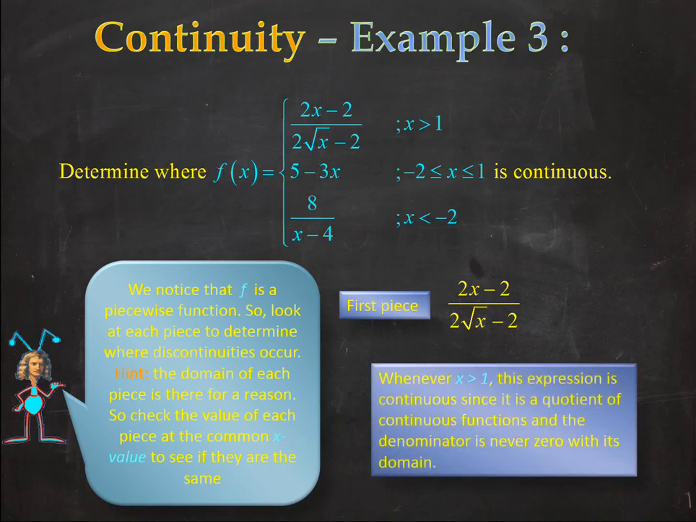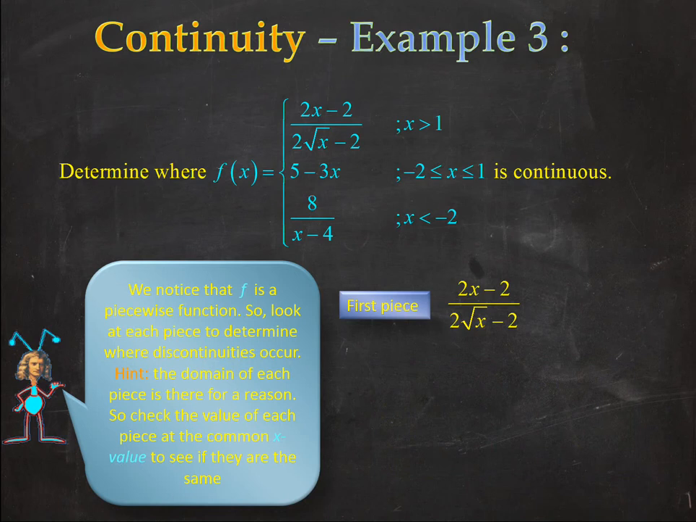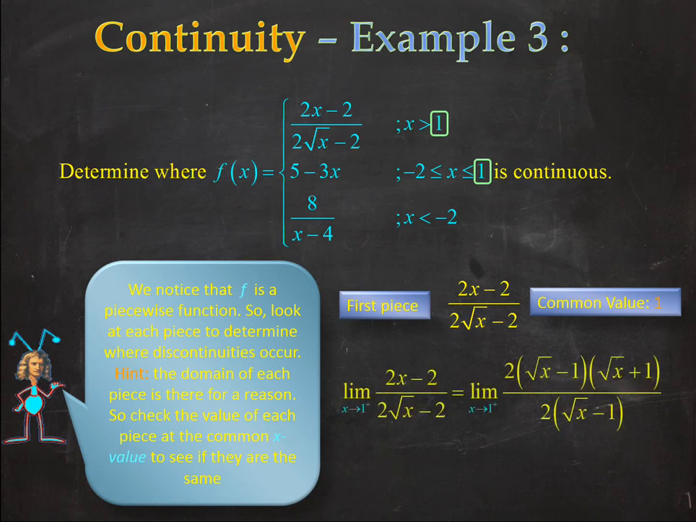But I also need to check to see where this piece goes to when my domains connect. So my next domain goes from minus 2 to 1, and the first domain goes to 1. And therefore, I need to check right at the value of 1. That's where the domains connect. So I'm going to investigate where this function goes to when x goes to 1. So I have to use the limits from here, and because x is always greater than 1, I'm going to have to approach 1 from the positive side.